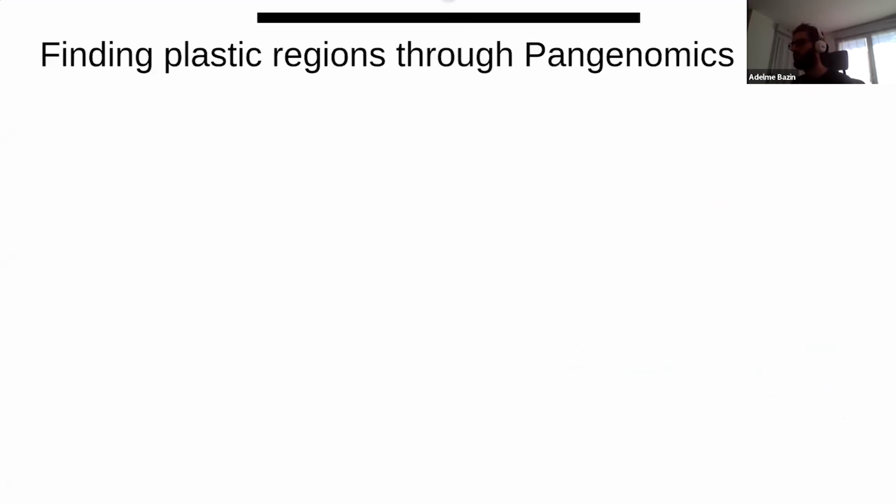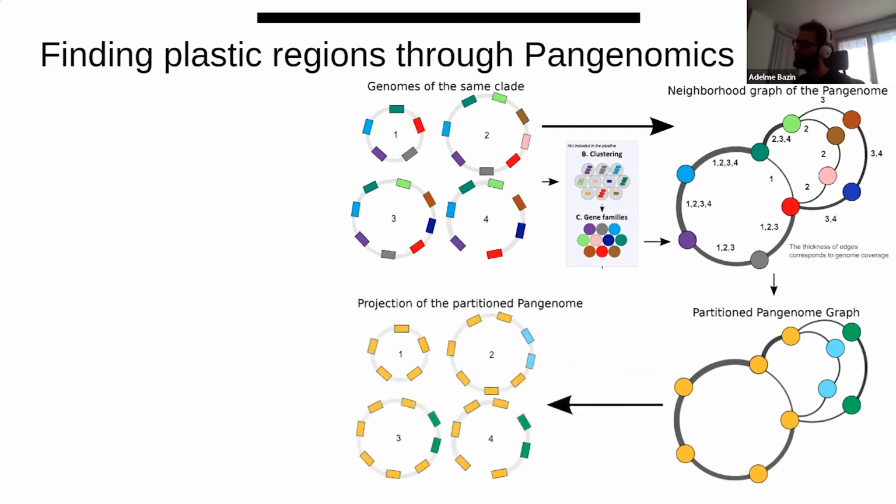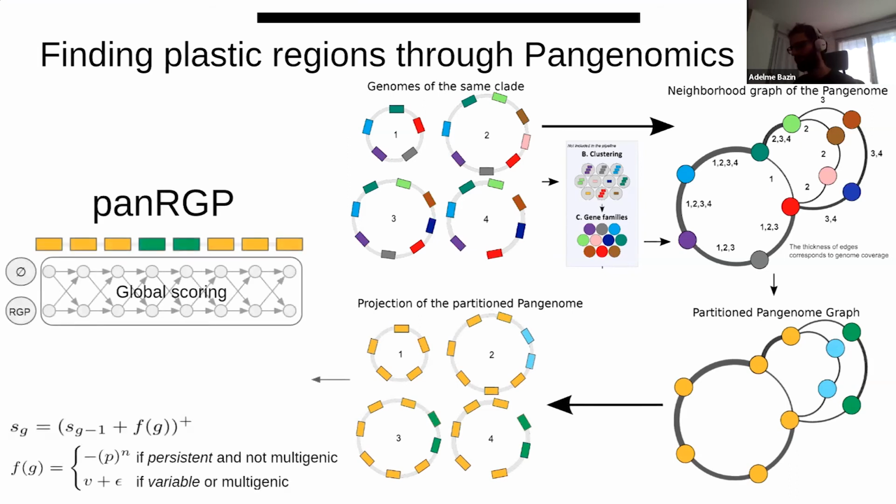The method goes as follows. We use the Pangolin pipeline that I introduced earlier. Then we project the partitions on the genes, so we annotate each gene based on the partition of its gene family. Then we compute a score along each of the genomes that we want to predict genomic islands in. The idea behind the score, which I will not detail here, is that stretches of shell and cloud genes will have a high score, and stretches of persistent genes will penalize this score. So in the end, what we expect to be genomic islands will be the regions with the highest score in the genomes.